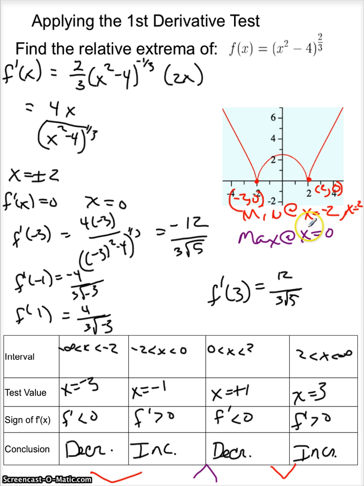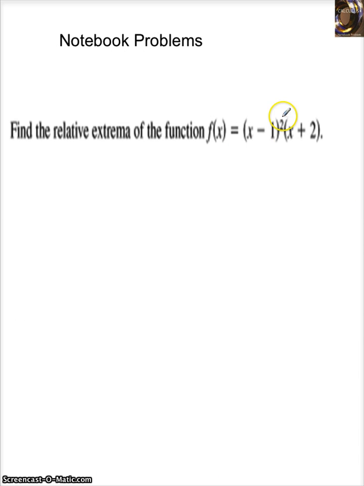And at x equals 0, you're looking at the cubed root of 16. So at 0, cubed root of 16, we have a maximum. These take a while. Go on and try this one on your own paper. Stop the video. Start it again when you're done.